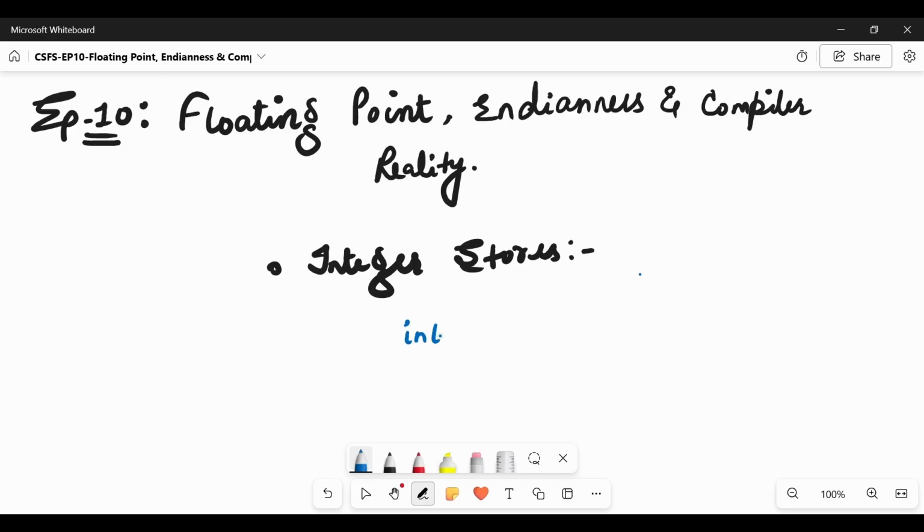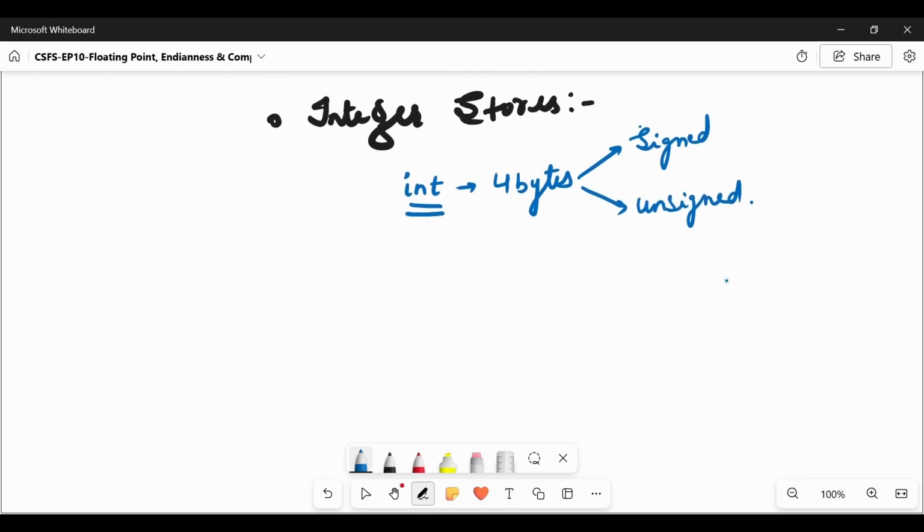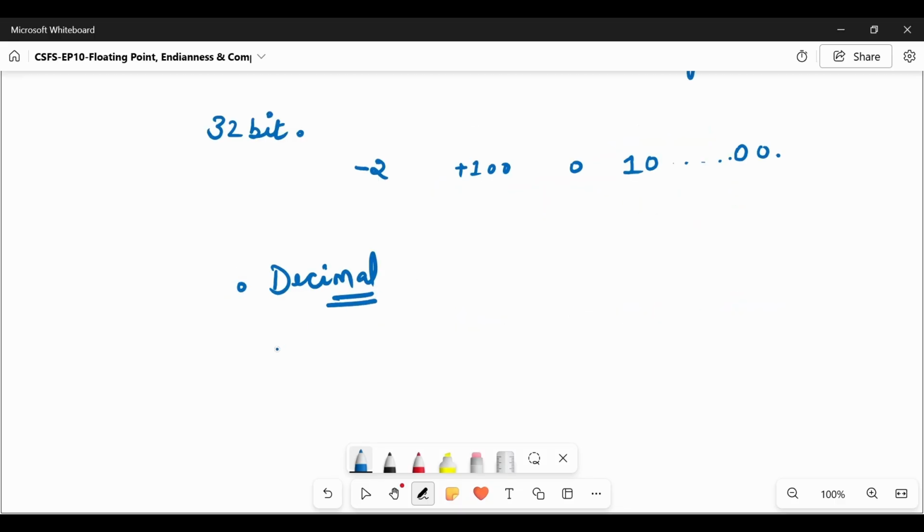An integer, defined by the int data type, usually has 4 bytes of memory and can be signed or unsigned. 4 bytes means 32 bits, a 32-bit representation. Signed and unsigned means we can store -2, +100, 0, and so on, corresponding to the 32 bits of memory inside the integer. However, in a real system, we need to store decimal points as well. For decimal point representation, we have to move toward other data types.